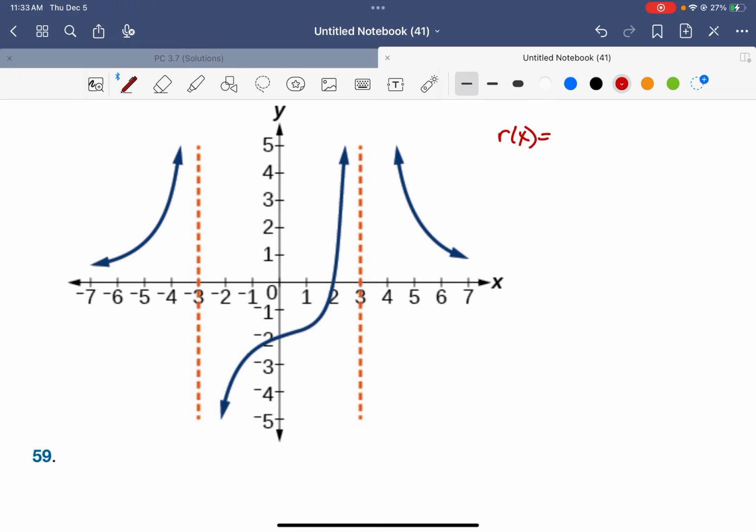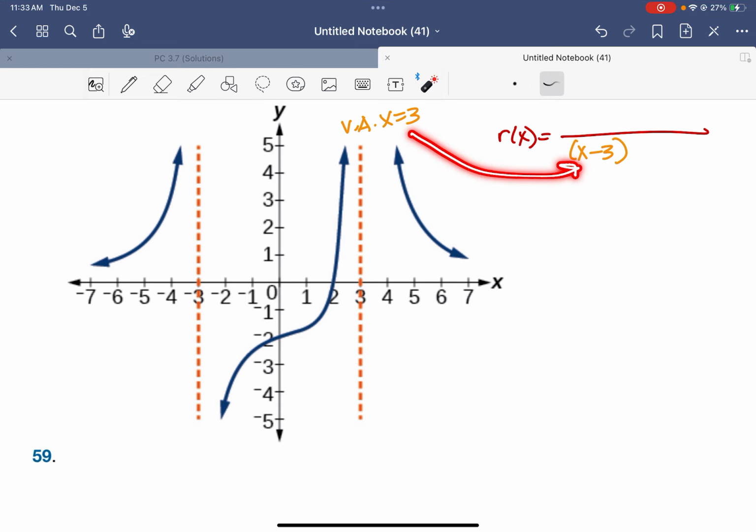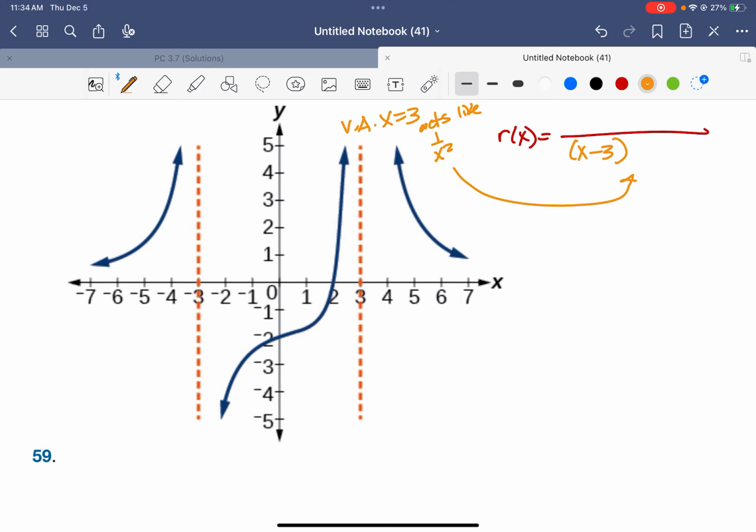find some sort of a rational function that does this thing, well, because I have a vertical asymptote at x equals 3, that means in the denominator of my expression, I'm going to have an x minus 3, so that it forces a division by 0 at 3, which is what makes it blow up. More than that, because it blows up in the same direction, or in other words, since it acts like 1 over x squared, that means I'm going to have a squared power here. Right?